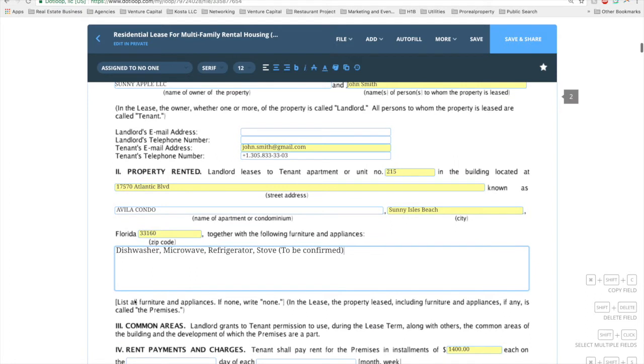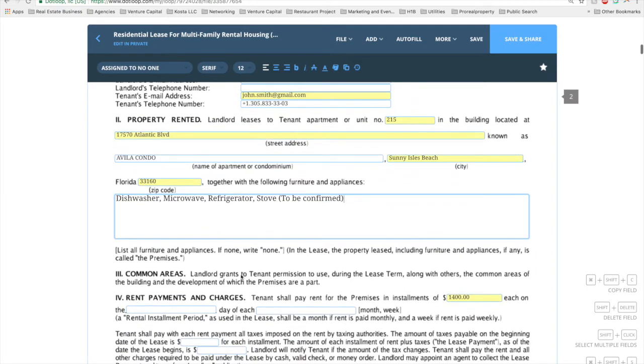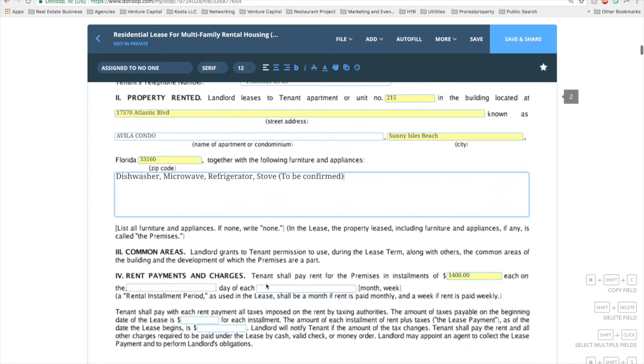Okay, moving forward. Common areas. Landlord grants to tenant permission to use during the lease term along with others the common areas and the building and the development of which premises are a part. Rent payments and charges. Tenant shall pay rent for the premises in an installment of $1,400 each on the first, as we stated in the contract to lease before, and each on the first day of each month.